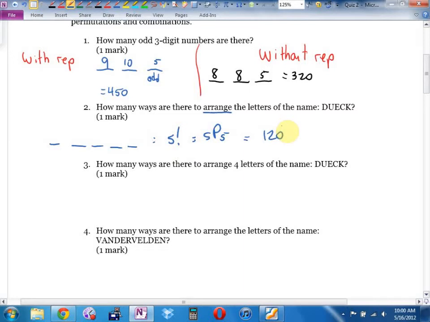How many ways are there to arrange? Oh, and that's because there's no repeating letters in my last name. How many ways are there to arrange 4 letters? Well, you could draw 1, 2, 3, 4 blanks and go 5, then 4, then 3, then 2. Or you could go from 5, permutate 4 at a time. But you also get 120, don't you?